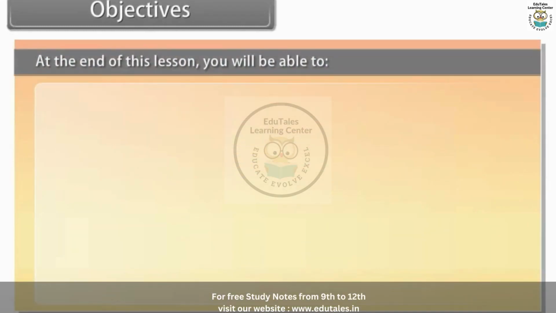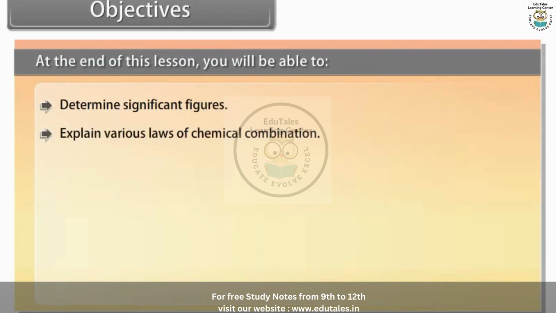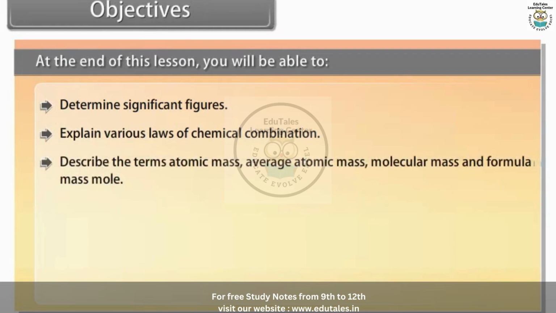Objectives. At the end of this lesson, you'll be able to determine significant figures, explain various laws of chemical combination, describe the terms atomic mass, average atomic mass, molecular mass, and formula mass, mole.